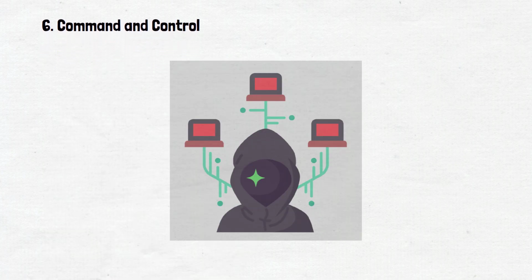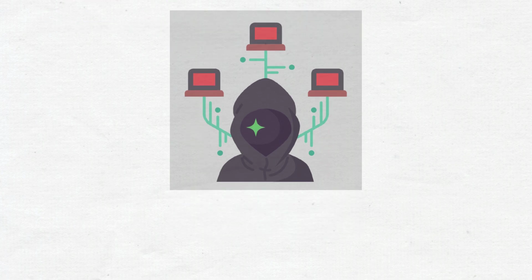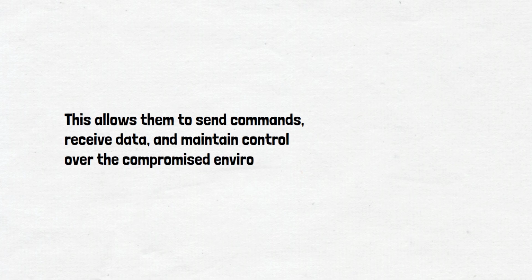Number 6 is command and control. The attacker establishes communication channels to control the compromised system. This allows them to send commands, receive data, and maintain control over the compromised environment.